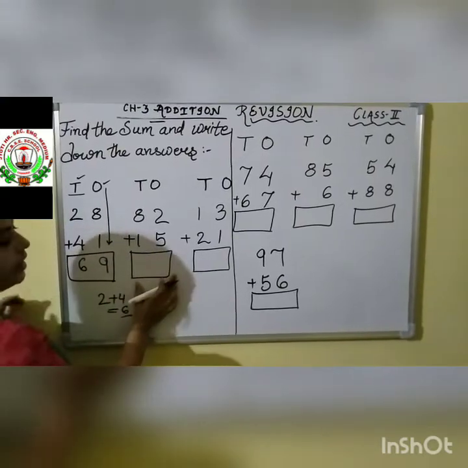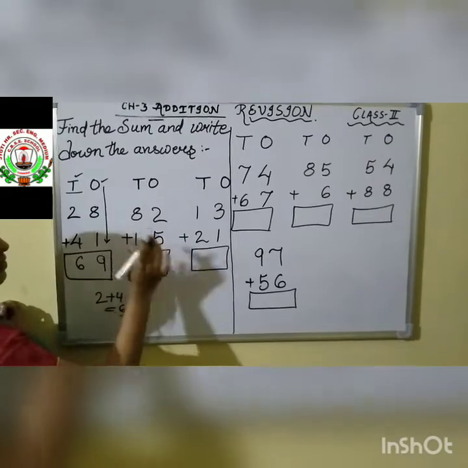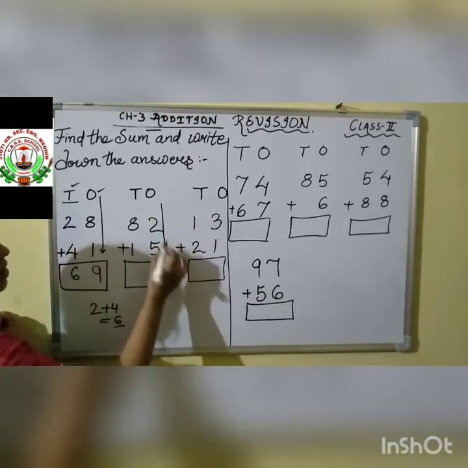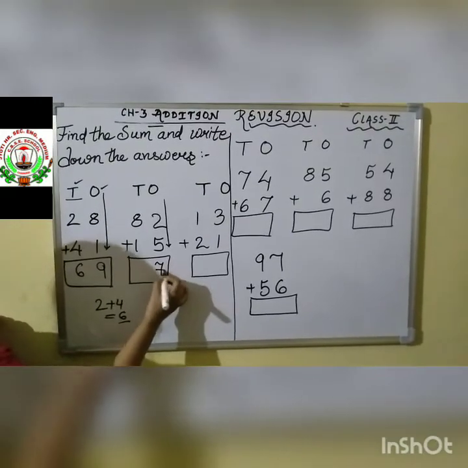Let us see the next question. 82 plus 15. Starting from the ones place, 2 plus 5, children. How much? 7. Yes or no?